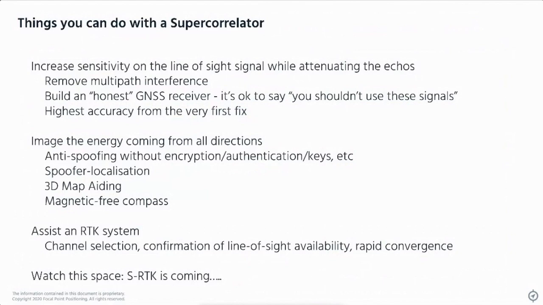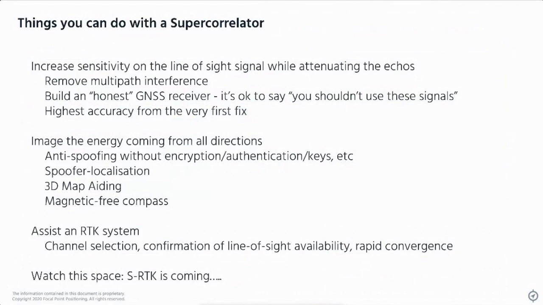We can ignore spoofing signals in the environment without needing encryption, authentication, keying, controlled radiation pattern antennas, any of that expensive stuff. We can also locate spoofers, which I think is relatively unique. There are not offerings for GPS receivers to locate spoofers in their environment at the moment. We can use Skyscan to provide what's called 3D map aiding, where you use the signals that have bounced off buildings in order to improve your estimate as to where you are. We can work out your heading through space with 1 second of GPS data without using a magnetic compass.